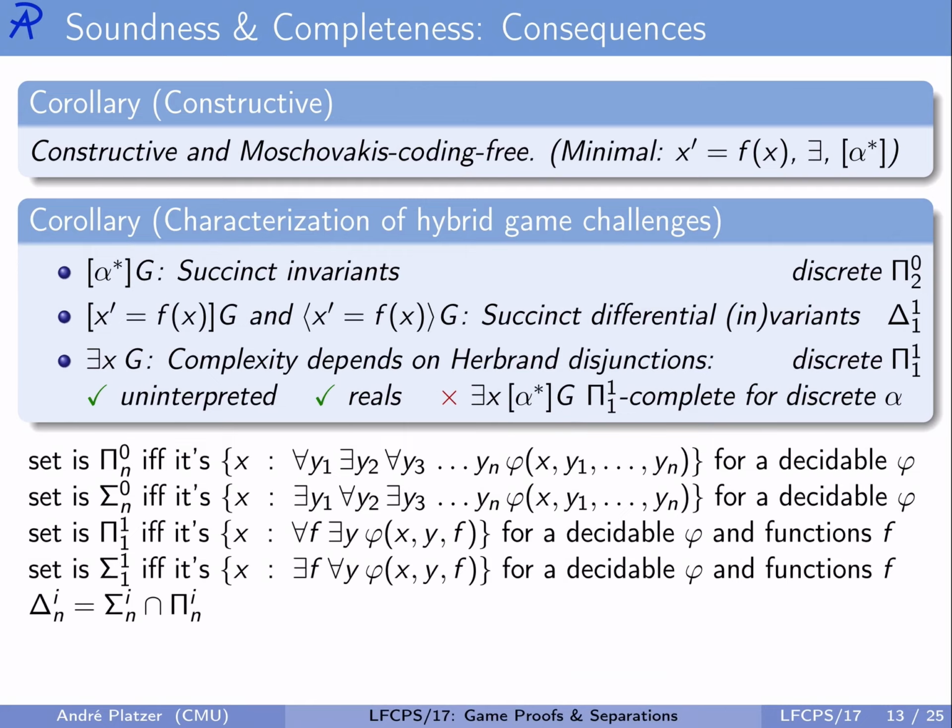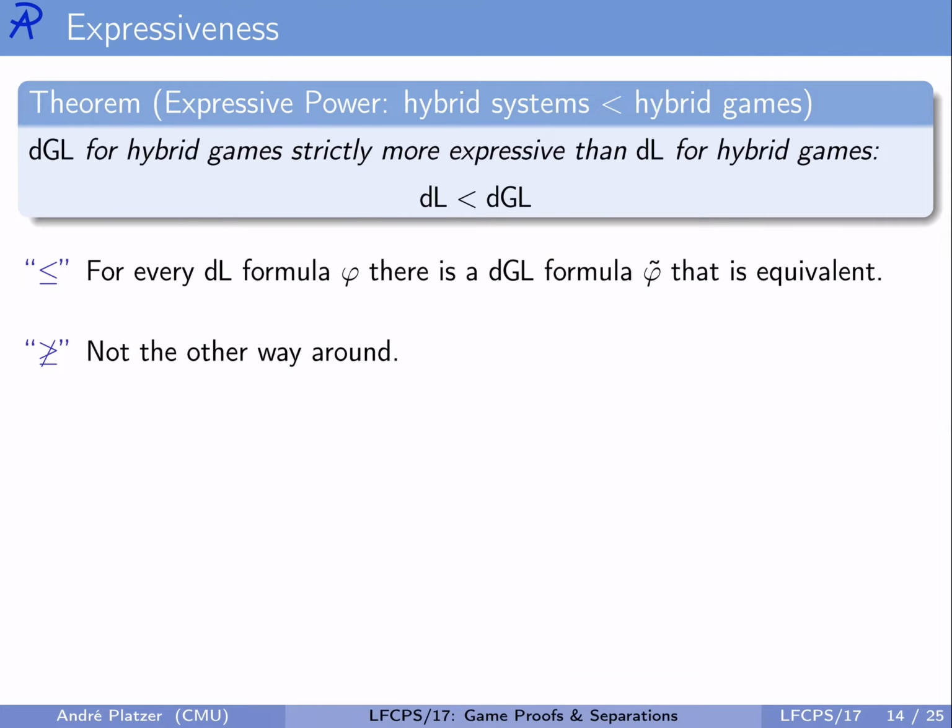But that's not the most important thing in this course. It's just a short teaser on some theoretical properties you can read off from differential game logic. Another one you can read off is that differential dynamic logic and differential game logic, while being very related, are actually different. So you can also prove that differential game logic for hybrid games is strictly more expressive than differential dynamic logic for hybrid systems. So in other words, hybrid games are really more than hybrid systems.